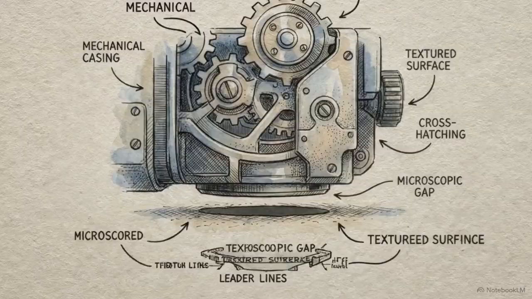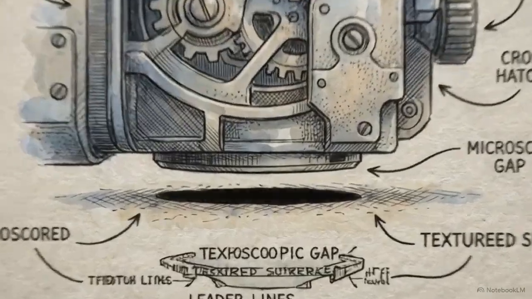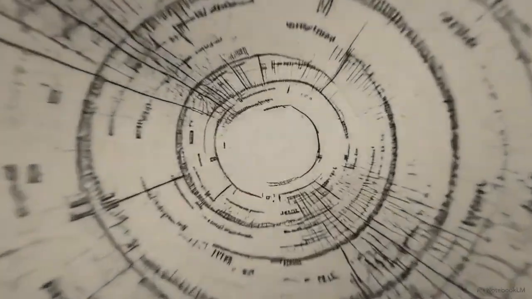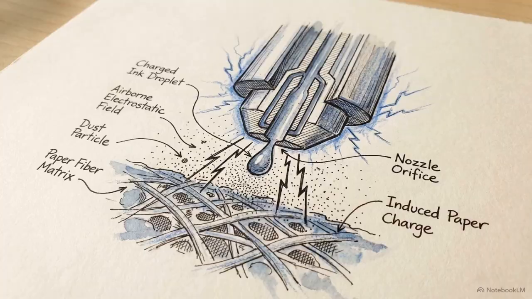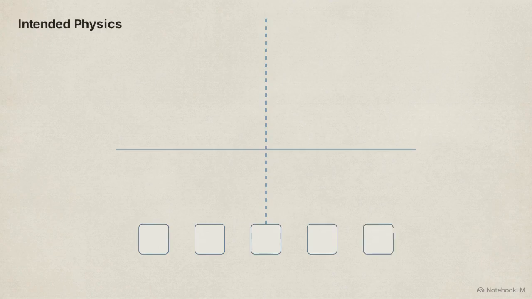Now, consider the single tiny millimeter of completely empty airspace separating the printhead nozzles from the paper below. That tiny gap is actually packed with airborne electrostatic charge generated by the ambient temperature and humidity of your room. This vector grid models the intended physics.